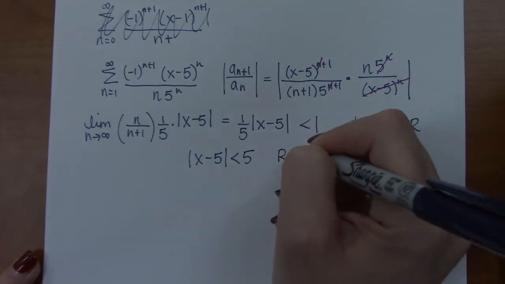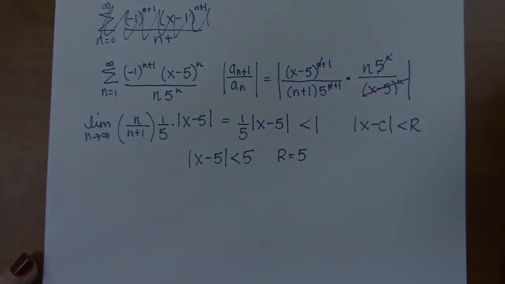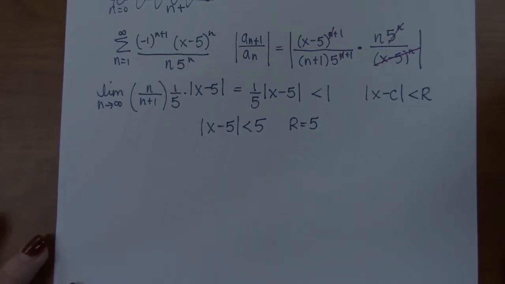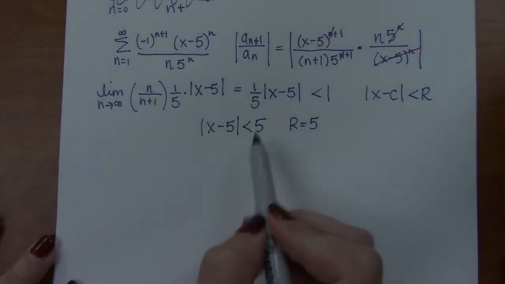So my radius is in fact 5. And it's okay if you don't see it there. I always had trouble with that expression for some reason when I was first learning this stuff. But to find the interval of convergence, we need to solve this inequality.